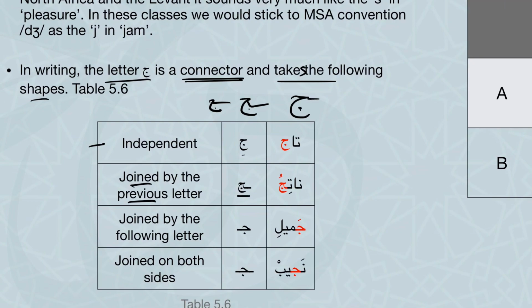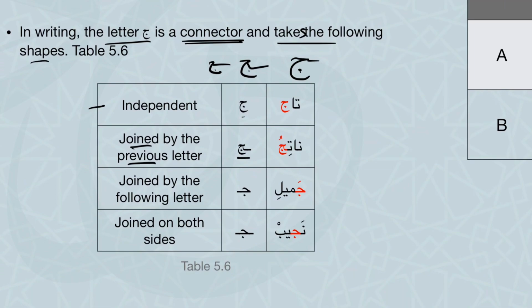And when joined by a following letter, the whole belly is gone and just the hat is left. So you go like this, or you can go like this. You can do it any way, as long as you retain the angle, it's completely fine. The join on both sides, of course, the hat just gets joined on the other end. It's very simple. Let's read the words.